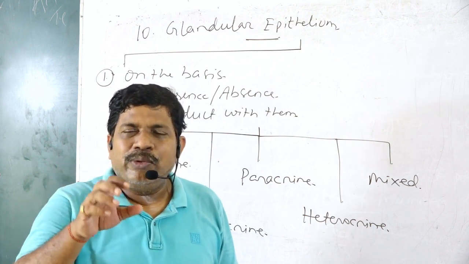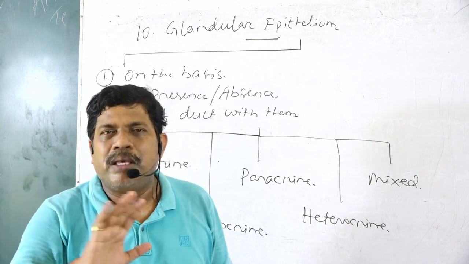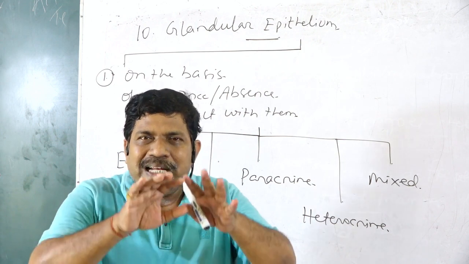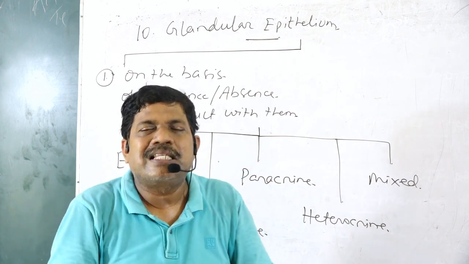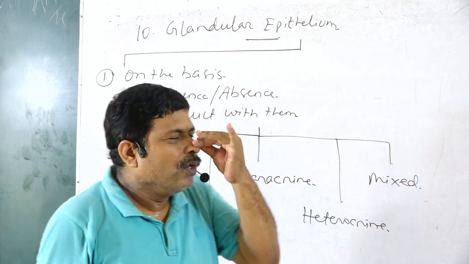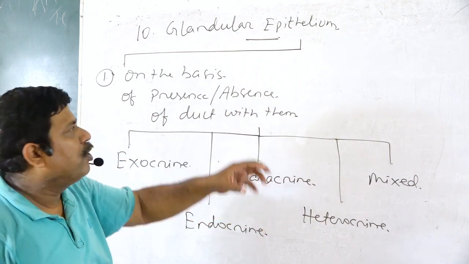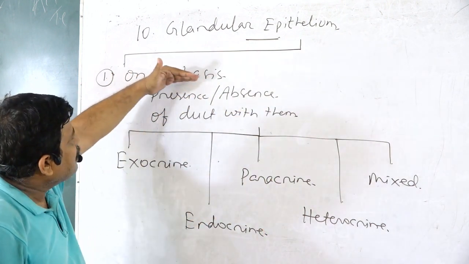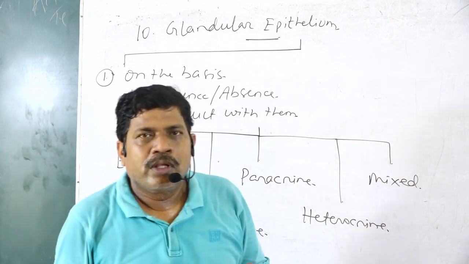That secretory unit may be a cell, certain cells, a tissue, or an organ. When those cells modify to form glands, that is called glandular epithelium. So glandular epithelium is variously classified. Number 1, on the basis of presence or absence of a duct with them.